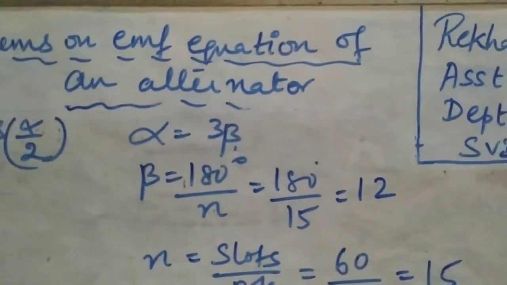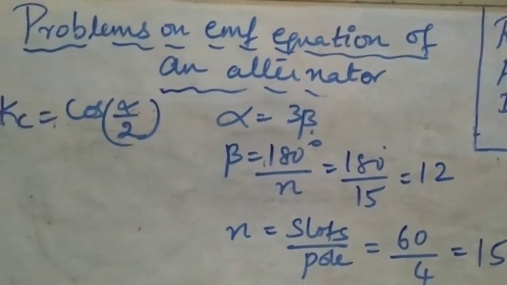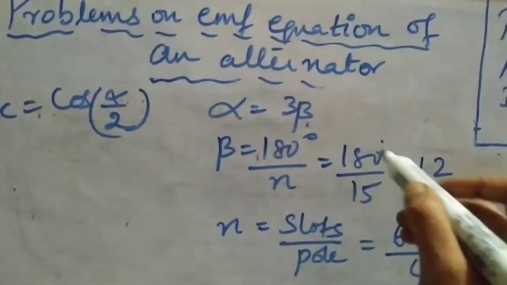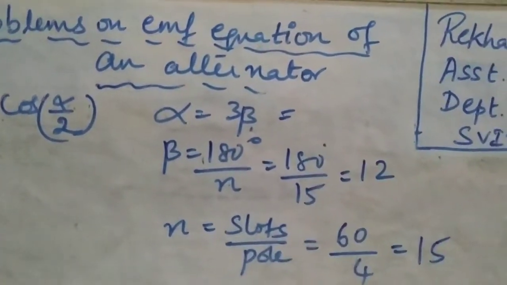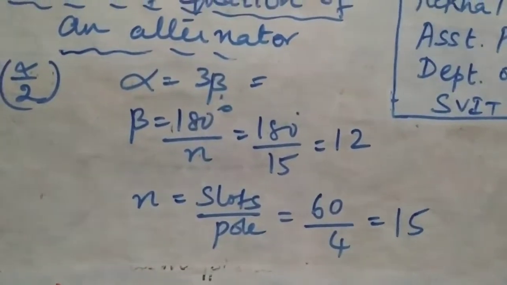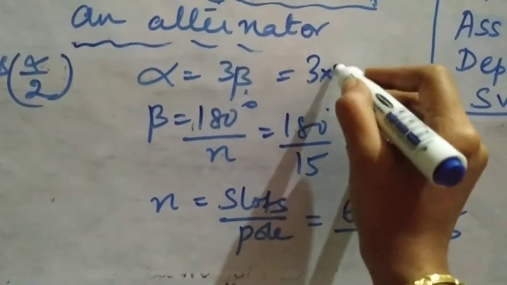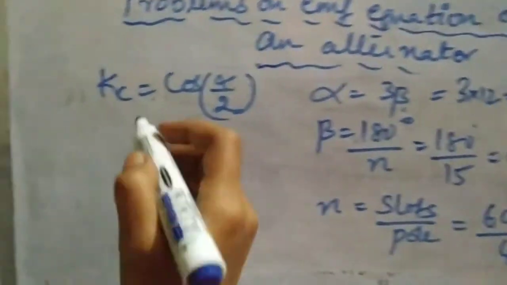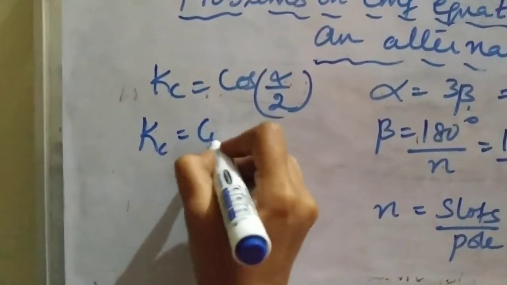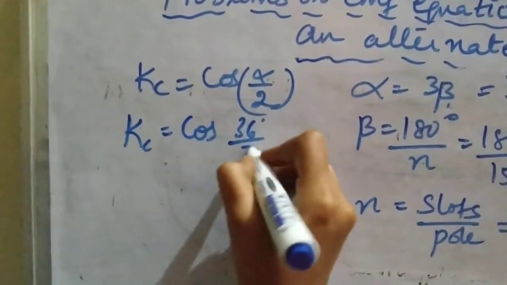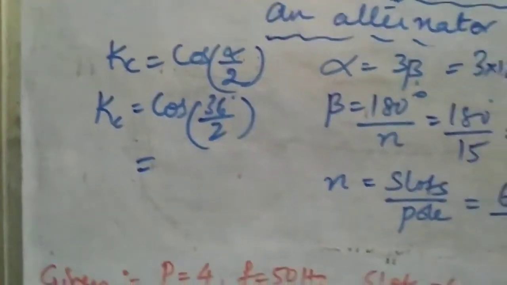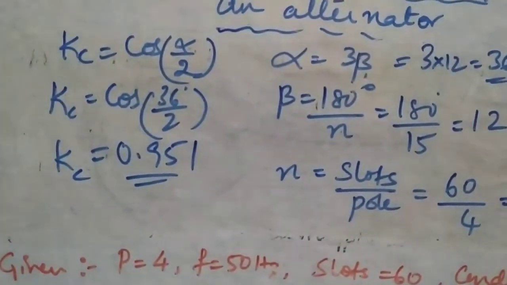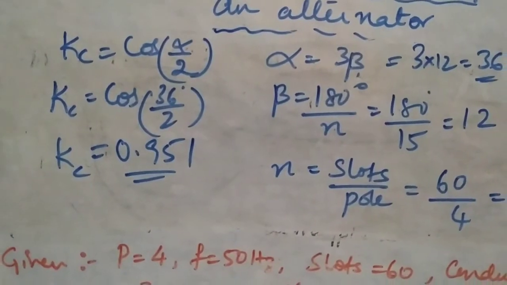Okay. So we can solve the Kc value. Coming to this one, this is 3 times beta. So it is 3 into 12. That is nothing but 36. Okay. Now Kc, when you substitute, is cos of 36 divided by 2. So it results with the answer 0.951. So this is about the Kc.